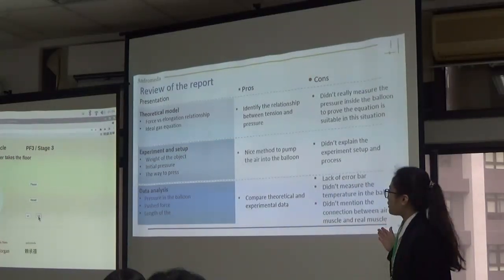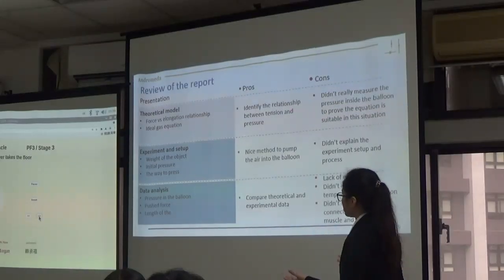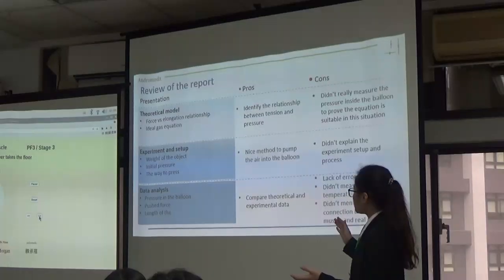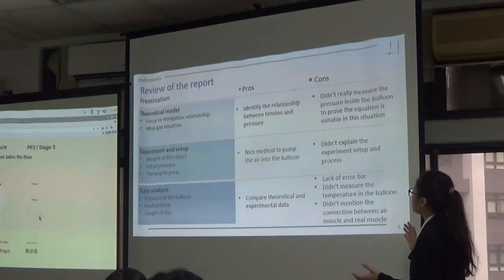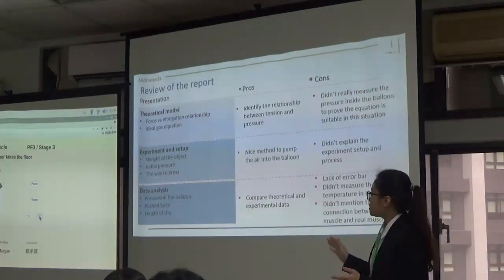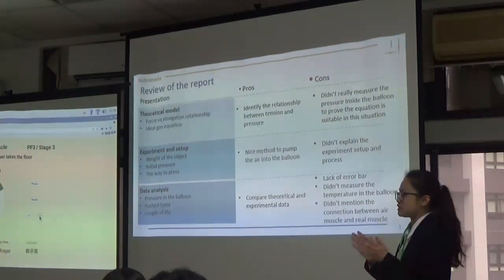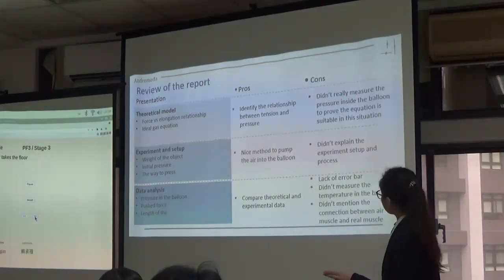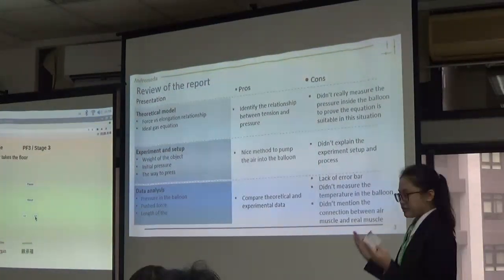First, the overview of the report. In the theoretical model part, she talks about the force versus elongation relationship, and she also talks about the ideal gas equation. Her process should identify the relationship between tension and pressure. However, she didn't really measure the pressure inside the balloon to prove the equation is suitable in this situation. Her experiment is set up using the weight of the object, initial pressure, and the weight to press. Her process has a nice method to pump the air into the balloon. However, she didn't explain the experiment setup and the process clearly, so we cannot really understand it.